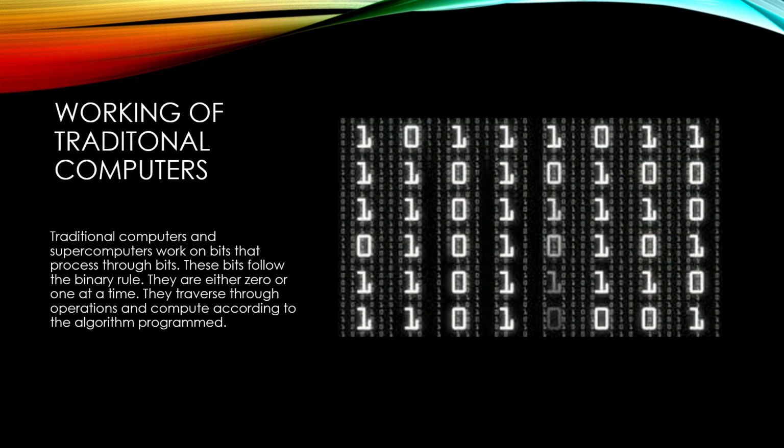First, let's look at the working of traditional computers. Traditional computers and supercomputers work on bits that process through algorithms. These bits follow the binary rule. They exist in one state at a time, that is either 0 or 1. They cannot stay in multiple states at one time. They go through the algorithms one by one. They traverse through operations and compute according to the algorithm programmed for them.